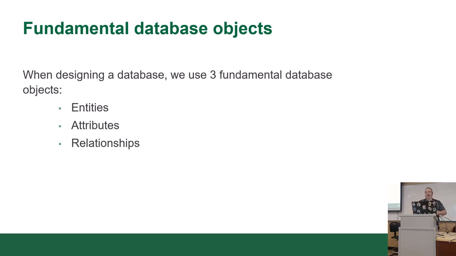Okay, so an entity becomes a table. An attribute becomes a field or a column. The relationship, well, becomes a relationship. That one stays the same.